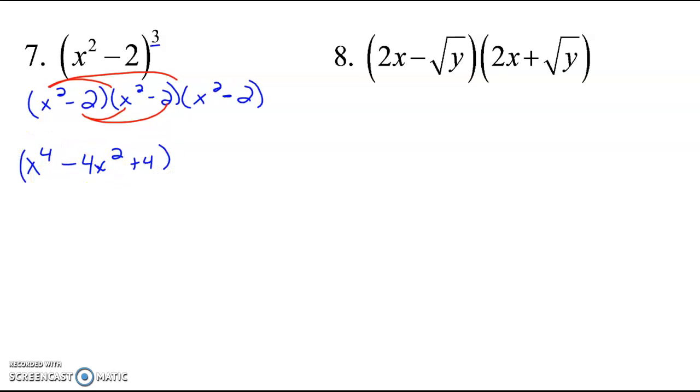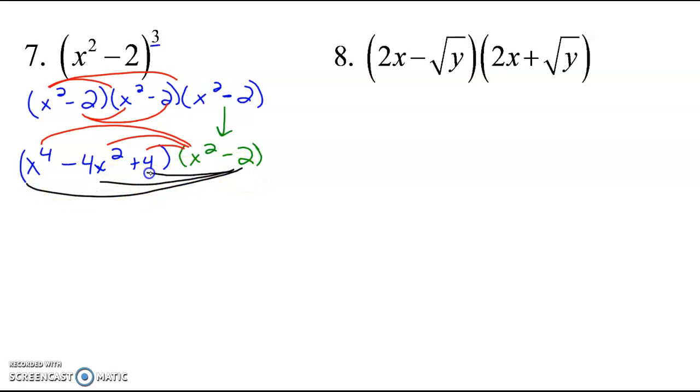Okay, so now we're going to drop down that factor that we haven't used yet, and then do this again here. So we're going to take x squared times everything, and then we want to take negative 2 times everything. So if I take x squared times each of those, x squared times x to the 4th, remember you want to add those exponents. So it'd be x to the 6th minus, and then 4x squared times x squared, 4x to the 4th, and then 4 times x squared plus 4x squared.